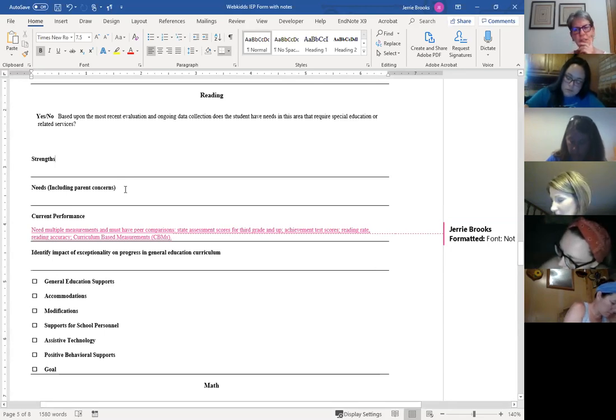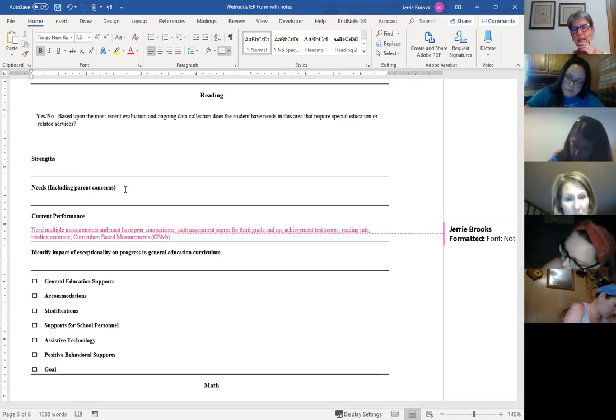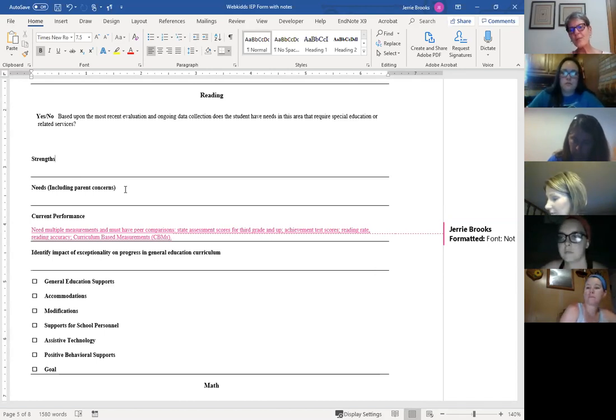And on the parent concerns, I think this has been almost universal for every IEP I've ever written. What do parents always want for their kids? They want them to be good readers and to be able to be good students and learn. But you're going to hear that from the parents during the meeting and add that in.